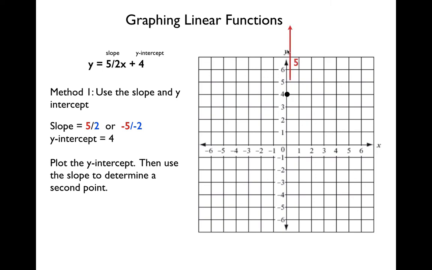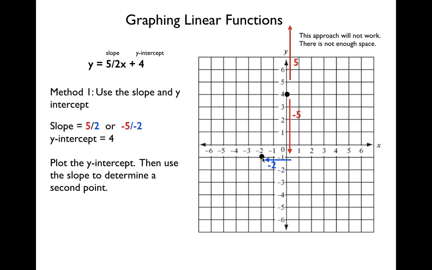Uh-oh, that is a problem. See, we actually can't go up 5 because that goes off the graph, and we can't extend the graph further. So what we need to do is use this other interpretation of slope, which is why we spent time learning about how to interpret slope. So instead of going up 5 and over 2, let's go down 5 and back 2. So as y decreases by 5, 1, 2, 3, 4, 5, x decreases by 2, 1, 2. And we get our second point.